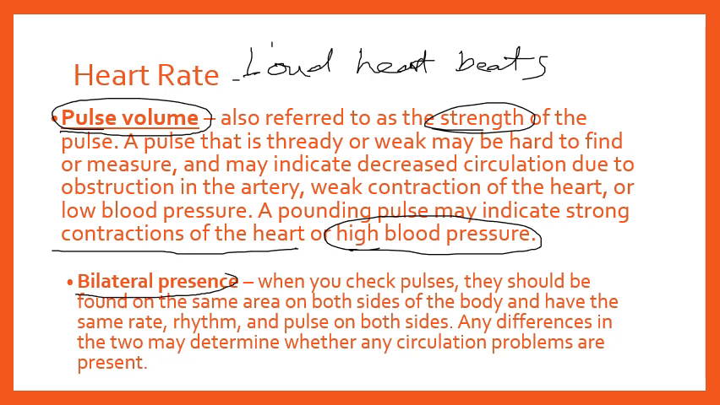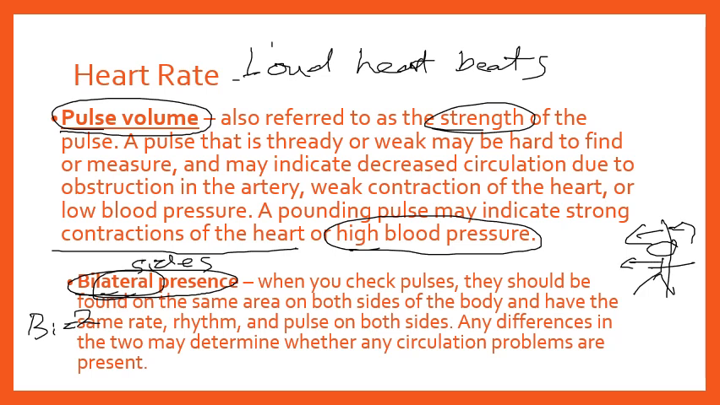The other thing we look at is a bilateral presence. Bi means two, lateral means sides. What we want to look at is blood flowing at the same strength on both your left side and your right side. Because maybe you have a blockage in an artery that's flowing to, let's say, the left side of your body. And that means that you're going to have less blood flow, so lower pulse volume. So there's lots of things that you can look for, not just the heartbeat, but how it's actually distributed throughout the body.